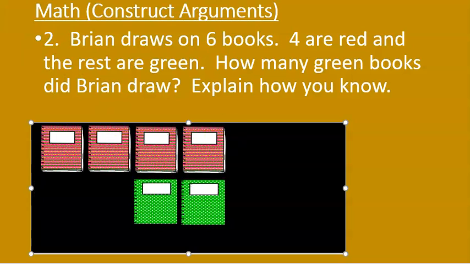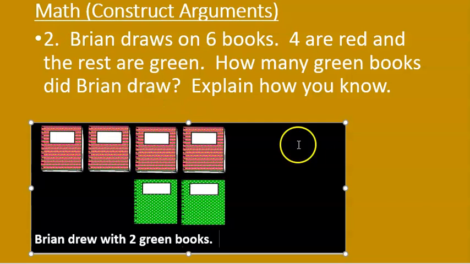So now we have to give an explanation here. Now, watch your screen because it says, here's what we have to explain. How many green books did Brian draw? So watch your screen. Here's what we're going to put. Brian drew 2 green books. There's our explanation now. Brian drew 2 green books because the question is, how many green books did Brian draw? There's 2. Look, 2 green books. So you have to explain it like that, okay?